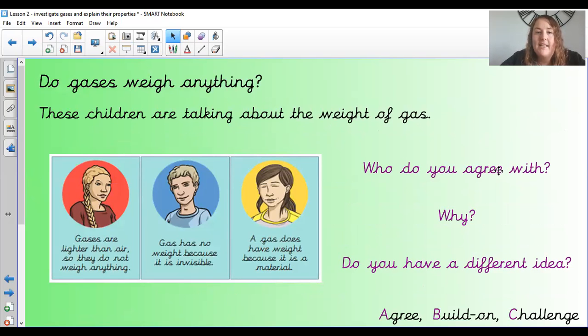So, do gases weigh anything? These children are talking about the weight of gas. The girl on the left with the red circle says, gases are lighter than air, so they don't weigh anything. The boy in the middle in blue says, gas has no weight because it's invisible. And the girl in yellow on the right says, a gas does not have weight because it is a material. Who do you agree with and why? Or do you have a different idea? Have a think about that, or have a chat if you're with Mrs. Chamberlain in school. But just have a think about who you would most likely agree with, if any of them, and why.